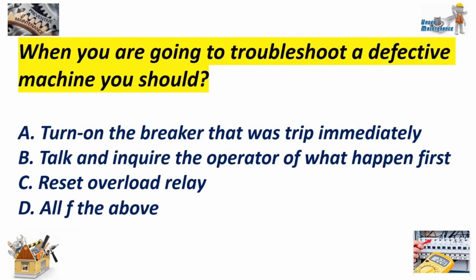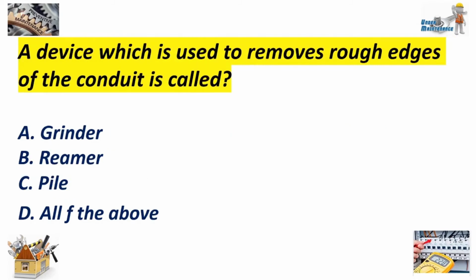When you are going to troubleshoot a defective machine, you should: A. Turn on the breaker that was tripped immediately. B. Talk and inquire the operator of what happened first. C. Reset the overload relay. D. All of the above. Answer: B. A device which is used to remove rough edges of conduit is called: A. Grinder. B. Reamer. C. File. Answer: Reamer, B.